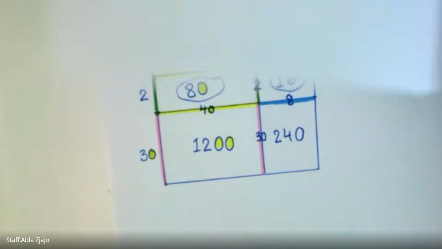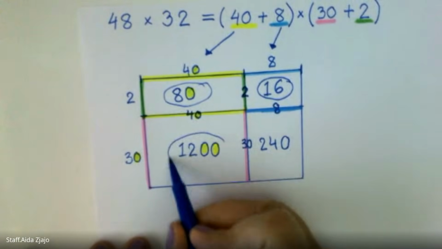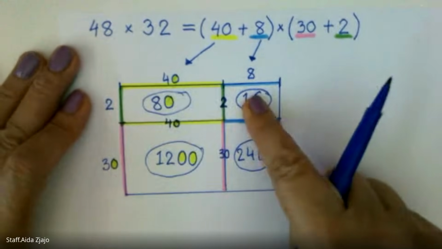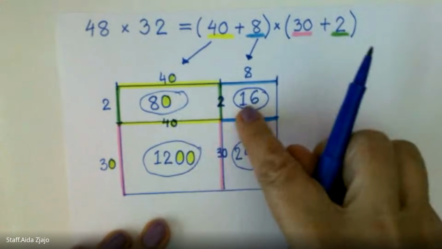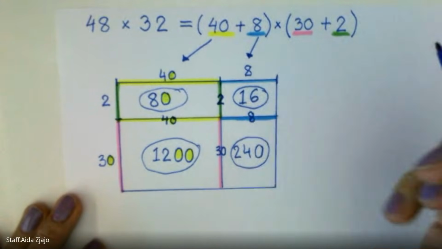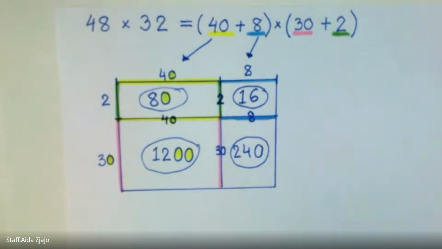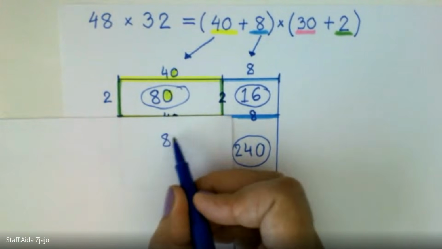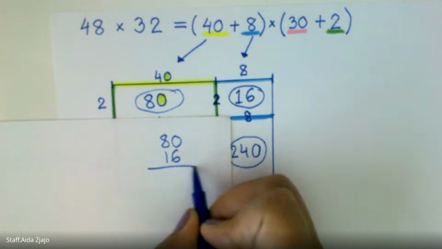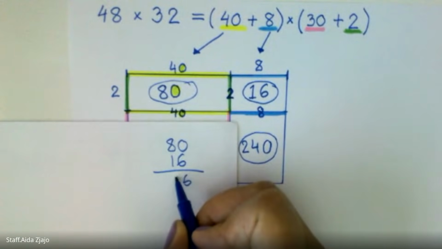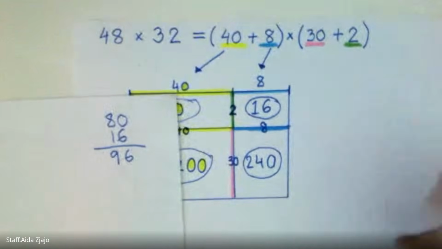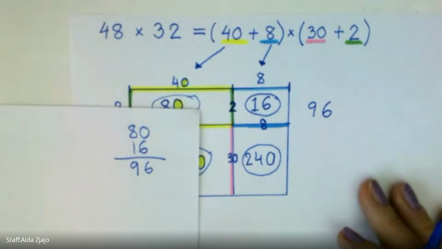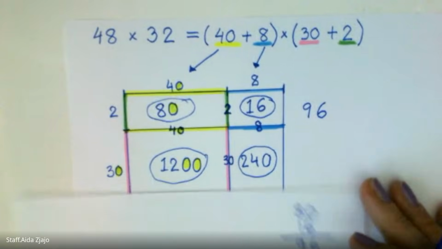So when I have all the areas done, I can now add these two parts, which are 80 plus 16. If you needed to work on a side, you can do that as well by adding 80 plus 16, and that is 96.